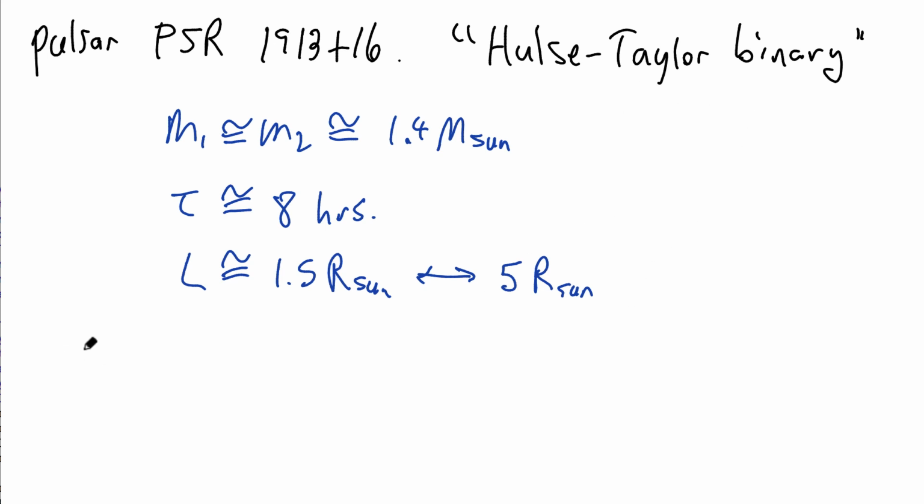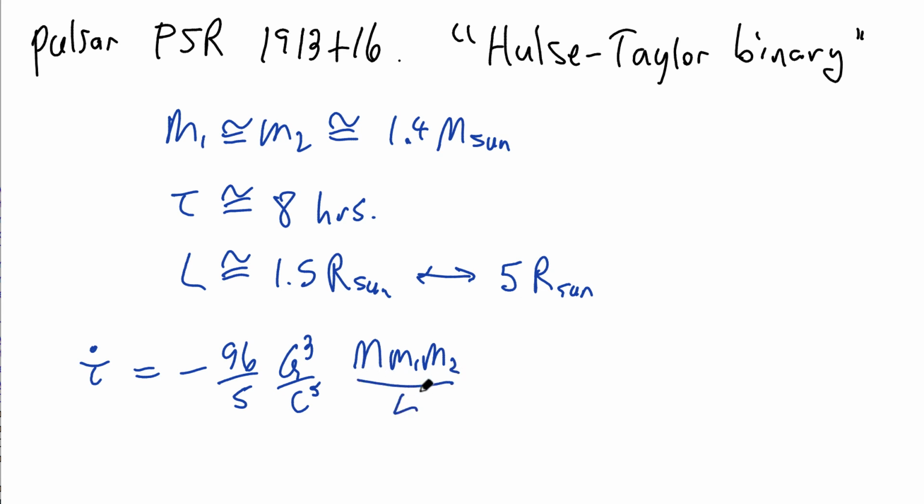Our formula for the rate of change of the orbital period, including the factors of Newton's constant and the speed of light, is minus 96 over 5 times G cubed over c to the 5th power times total mass times m1 times m2 divided by L to the 4th power times tau. In evaluating this expression, we need to choose a value for the orbital separation L. I'm going to choose the value at the lower end of this range because we expect the strongest distortions in space-time and the strongest gravitational wave emission to occur at the closest separation.